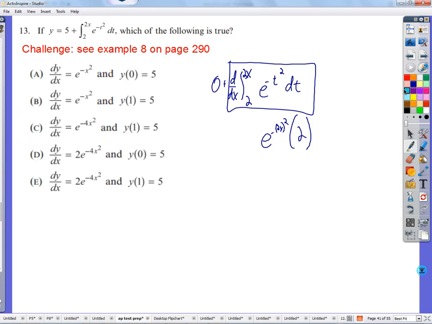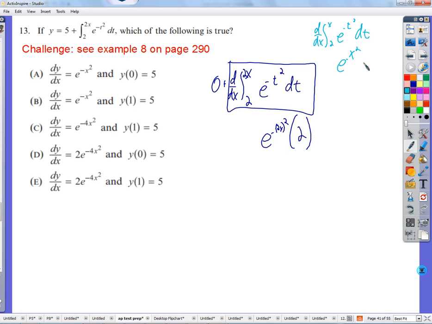So look at the difference. If it were from 2 to x, we're taking the derivative of the definite integral from 2 to x of e to the negative t squared dt. Then we would just replace all of these with those, right? So it would just be e to the negative x squared.